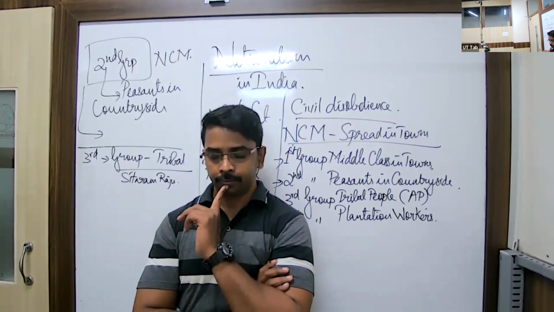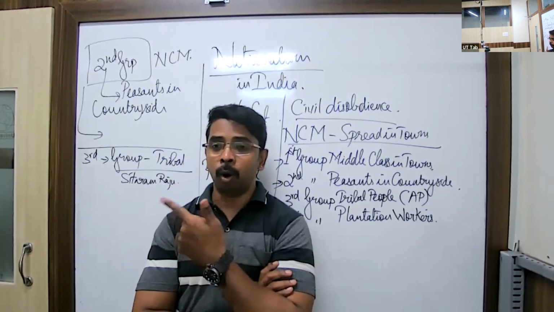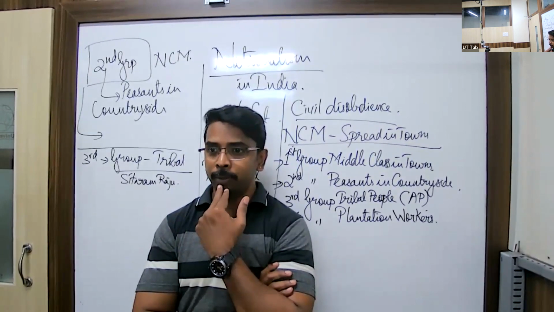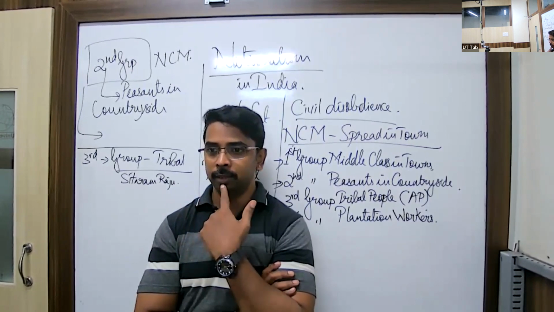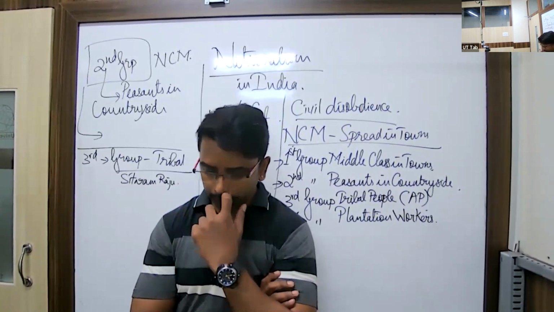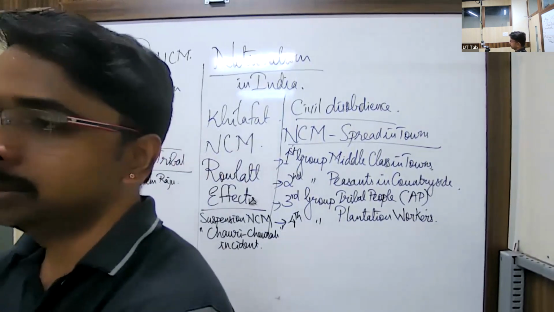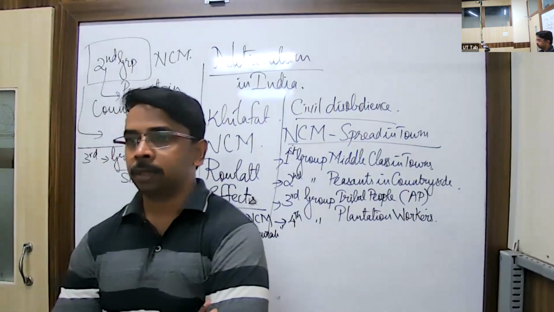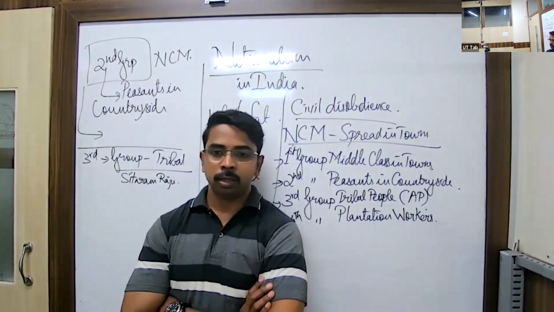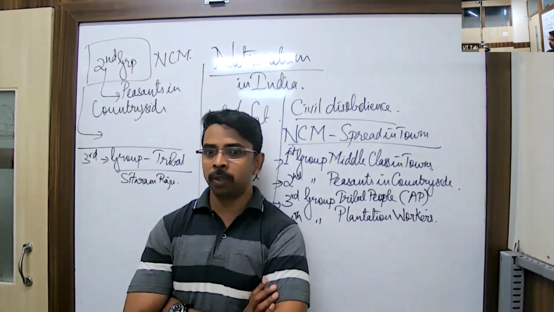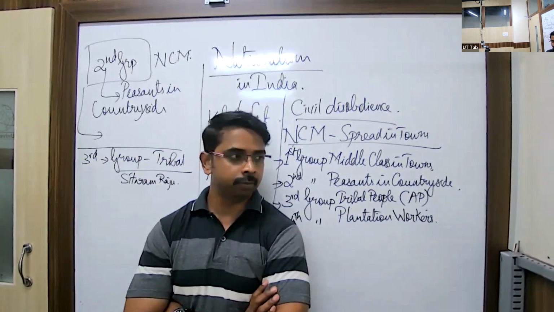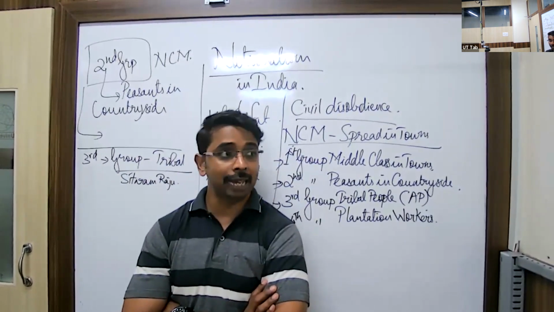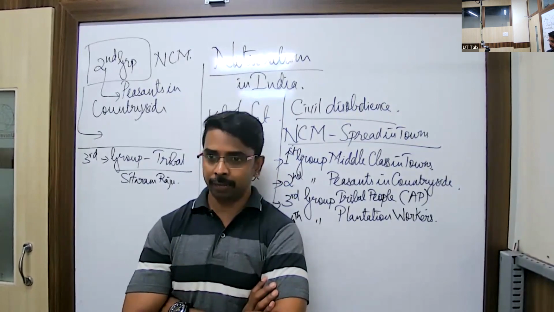Next point. The angry mob, M-O-B, set the police station on fire, in which 22 policemen were burnt alive. Change the para.